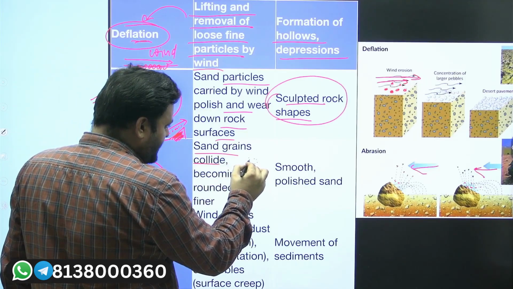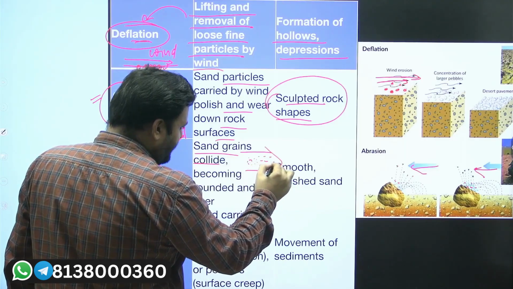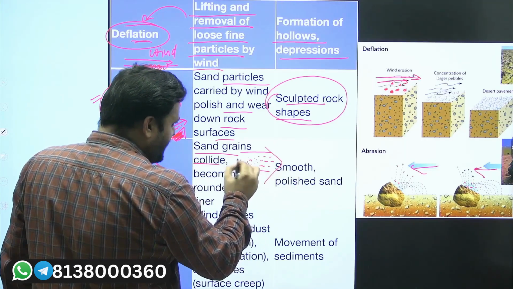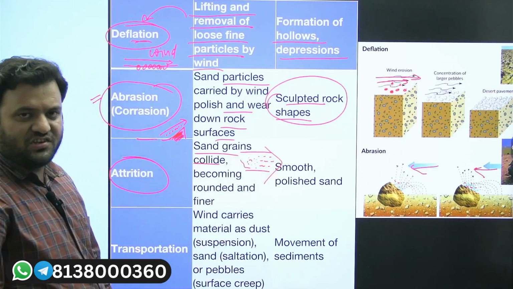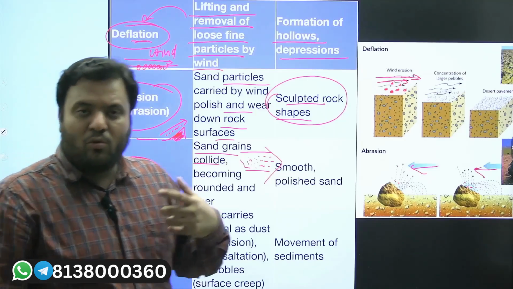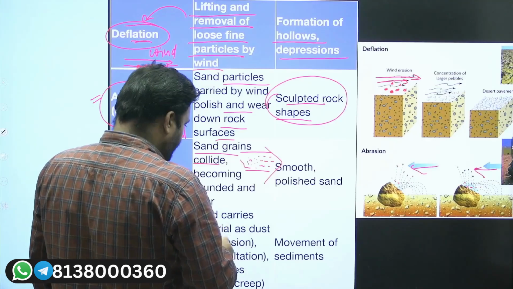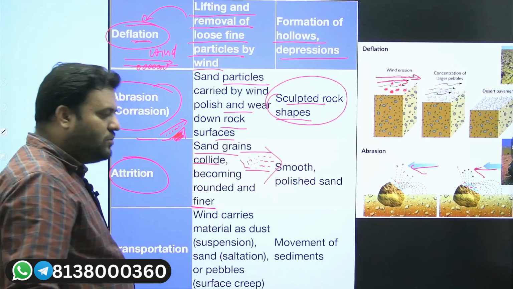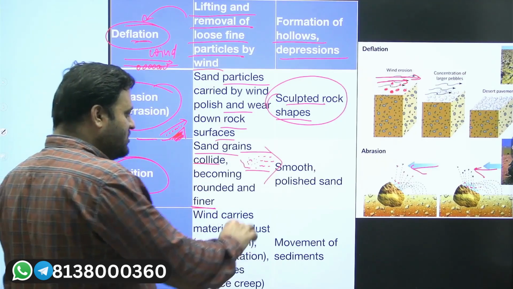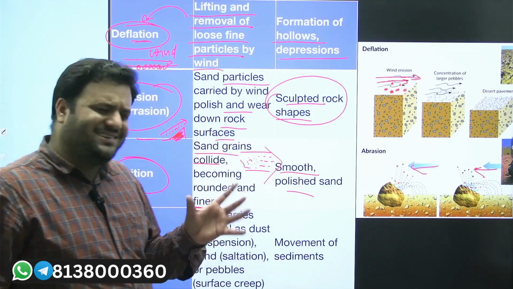Sand grains, those that are there in the medium, let's say this is the wind, and in this wind, when we have these small sand particles, if they collide with each other, as a result of their collision they will become sharper, more rounded, finer. They will become what? More fine, more smooth and more polished. So this process will be called as what? Attrition. It is the same as that of water.